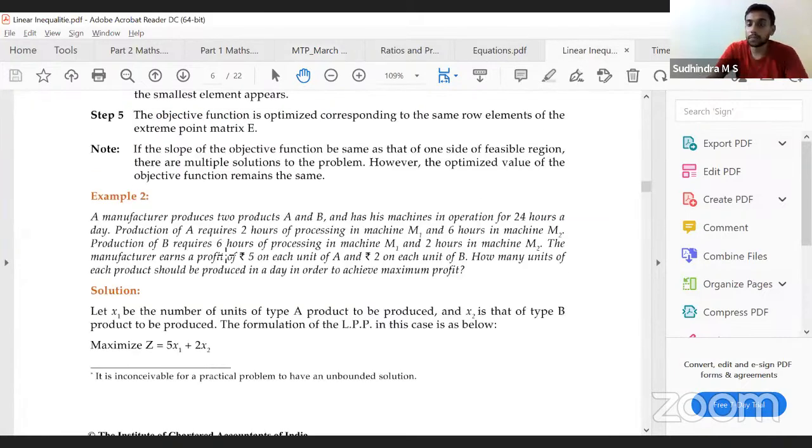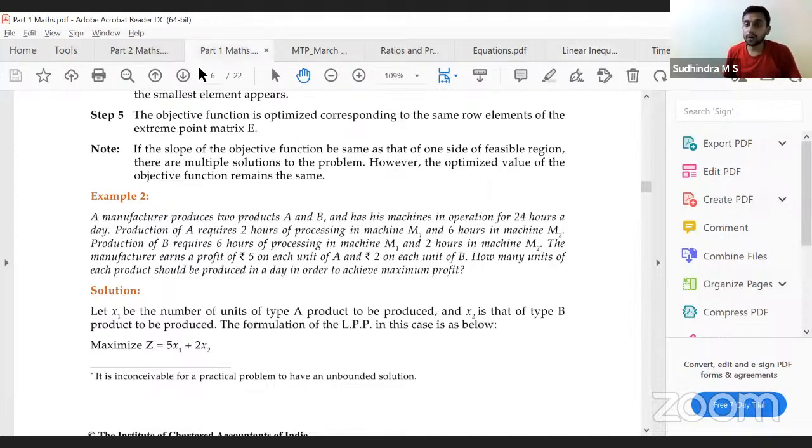A manufacturer produces 2 products A and B and has his machines in operation for 24 hours a day. Production of A requires 2 hours of processing in machine 1 and 6 hours in machine 2. Production of B requires 6 hours in machine 1 and 2 hours in machine 2. The manufacturer earns a profit of ₹5 on each unit of A and ₹2 on each unit of B. How many units of each product should be produced in a day to achieve maximum profit?